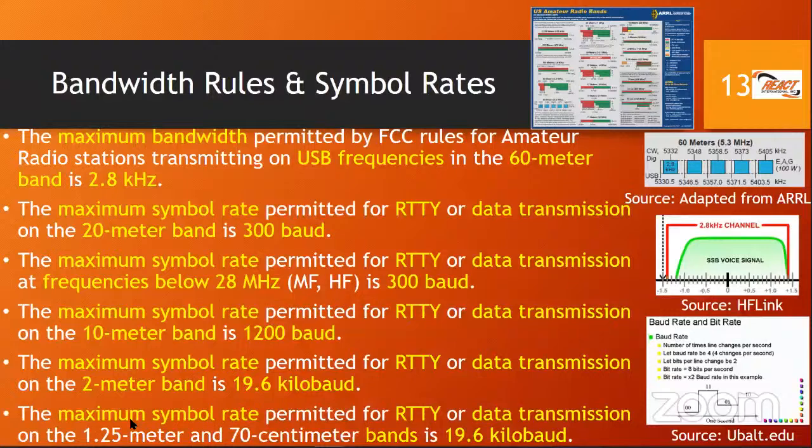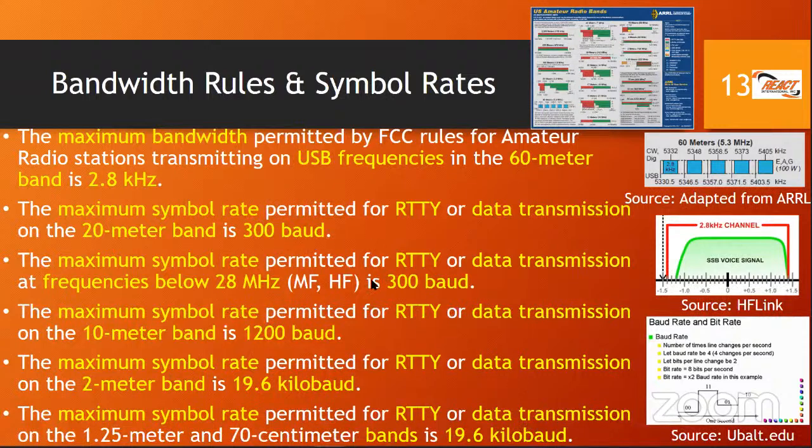And then the maximum symbol rate for digital transmissions on the 1.25 meter band, that's 220 megahertz, and the 70 centimeter band, that's the 400 megahertz band, is 19.6. This is an error. This should actually be 56 kilobaud. I'll correct that in the next slide.